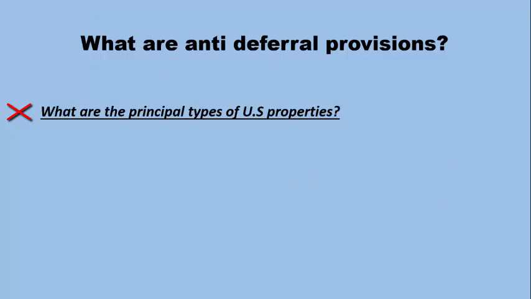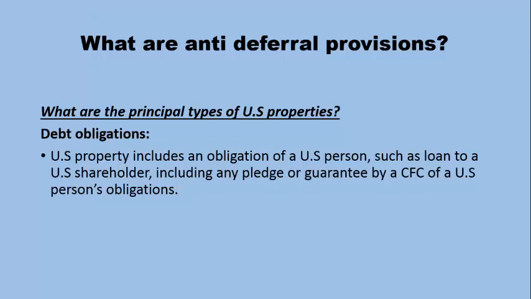What are the principal types of U.S. properties? Debt obligations. U.S. property includes an obligation of a U.S. person, such as a loan to a U.S. shareholder, including any pledge or guarantee by a CFC of a U.S. person's obligation.